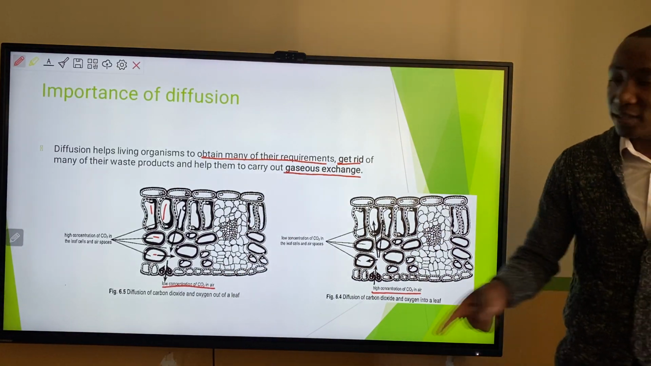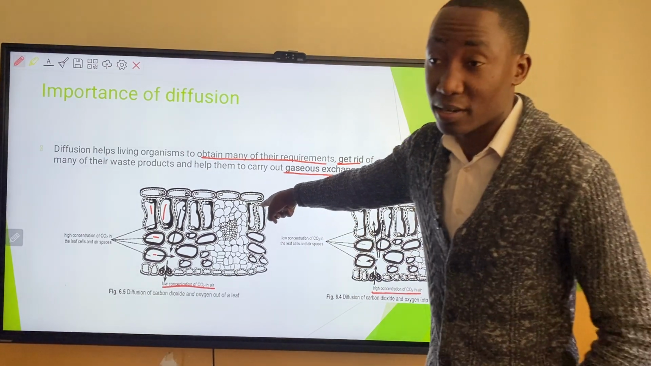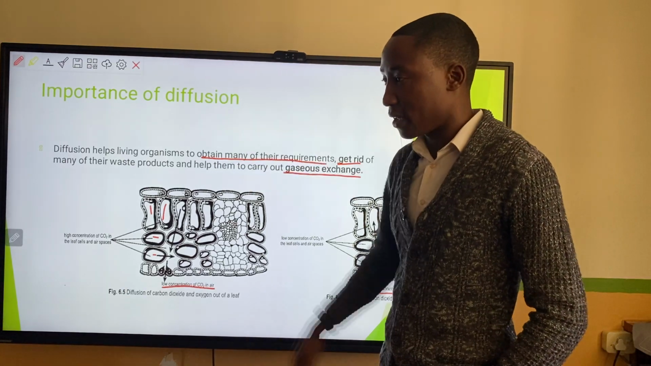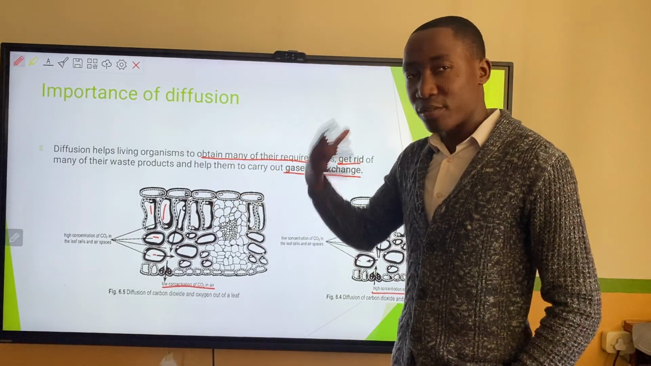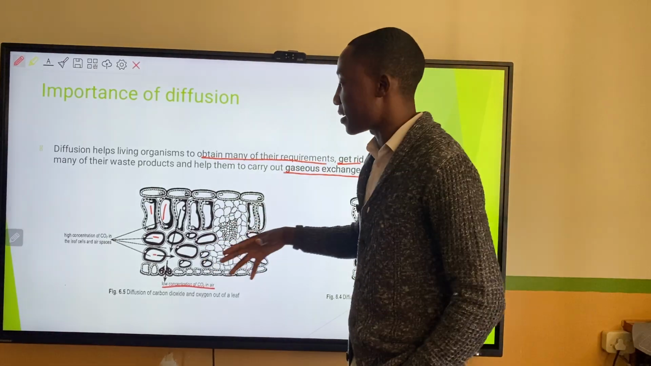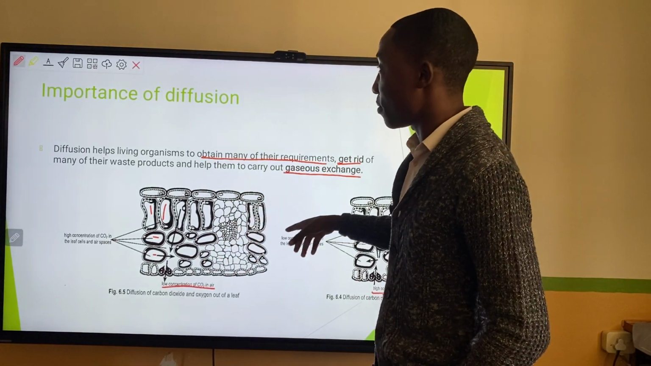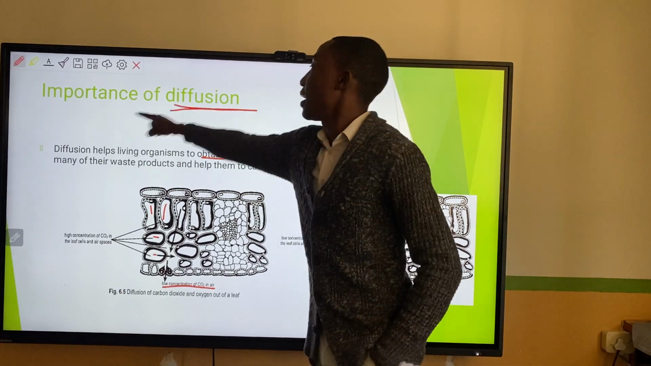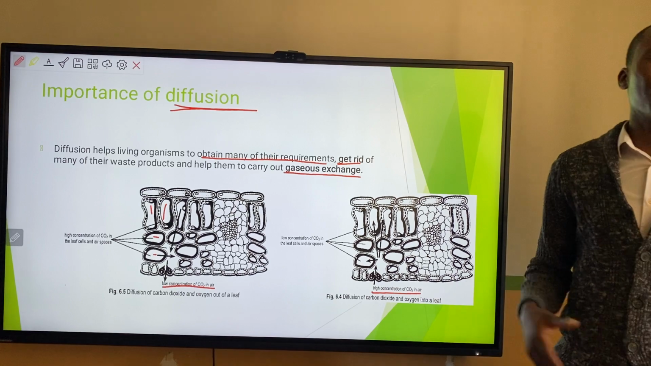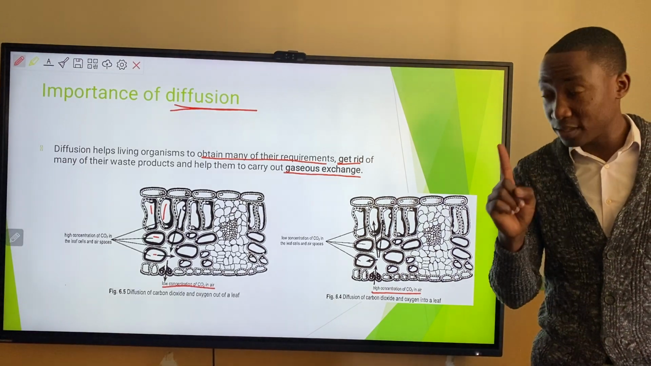For example, at night, this happens because of respiration. As the plants are respiring, they're getting rid of carbon dioxide, because as the cells respire, they produce carbon dioxide as a waste product, and they will need to get rid of it. The only way they can get rid of the carbon dioxide is by diffusion. That is the same way they get it in, usually during the day when they have to carry out photosynthesis. It's very important that you understand this.